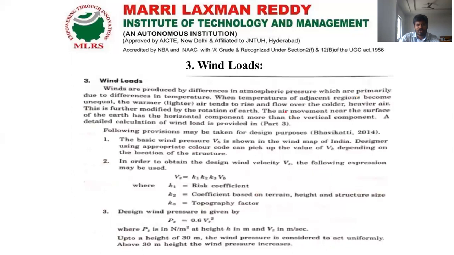Next, wind load. This formula we are going to use: Vz is equal to K1, K2, K3 into Vb. Here K1 is the risk coefficient, K2 is the coefficient based on terrain condition, terrain height and structure size. Terrain means with respect to the nature of places.